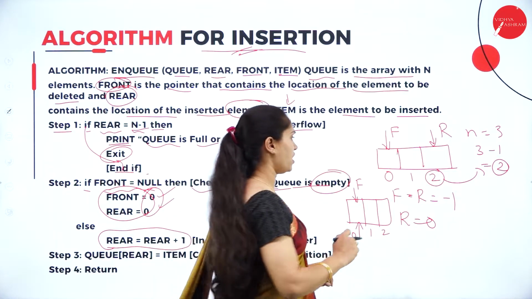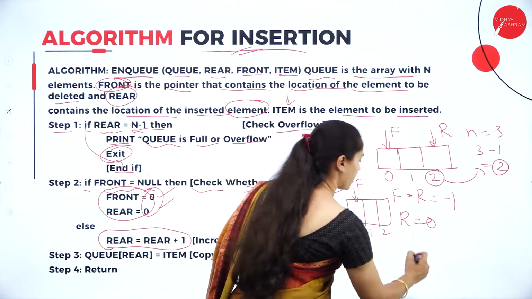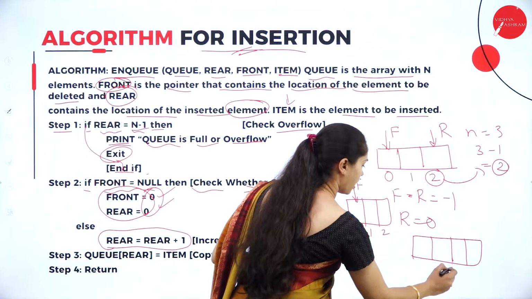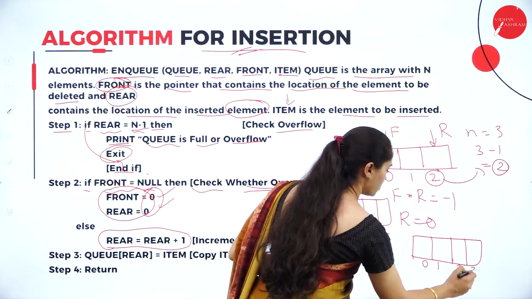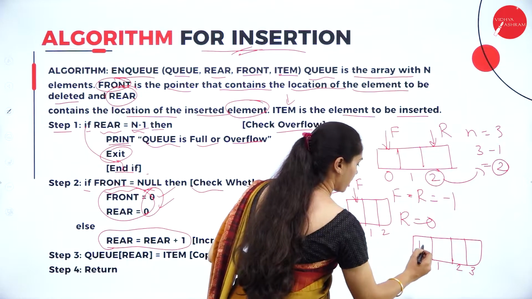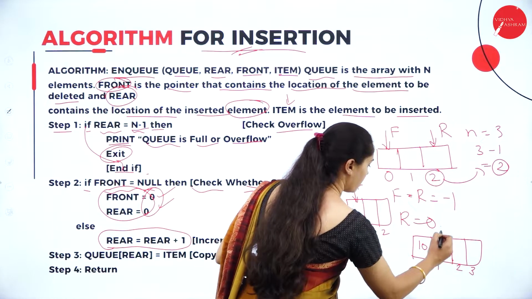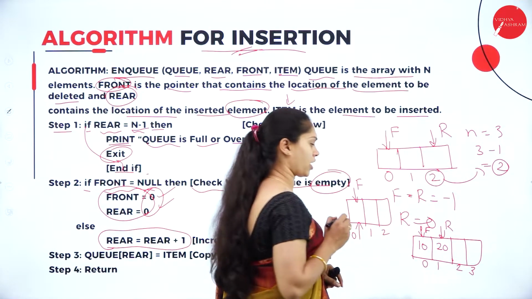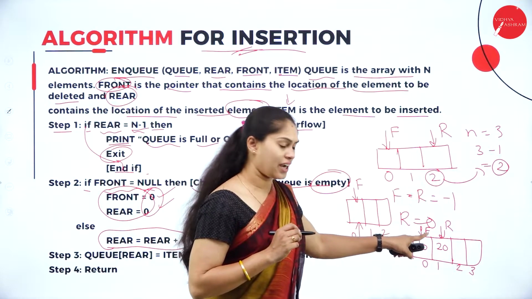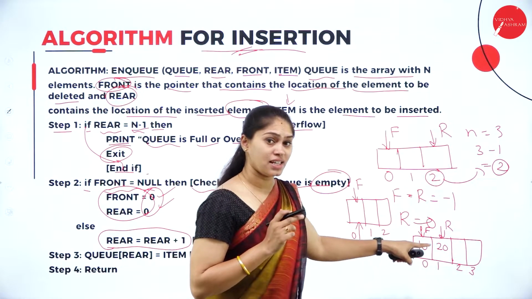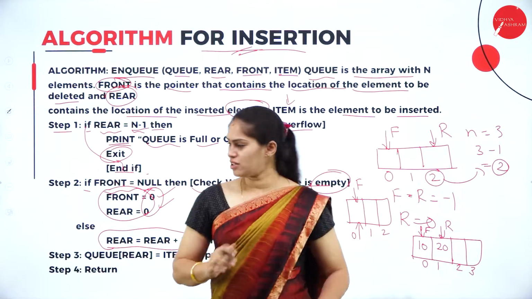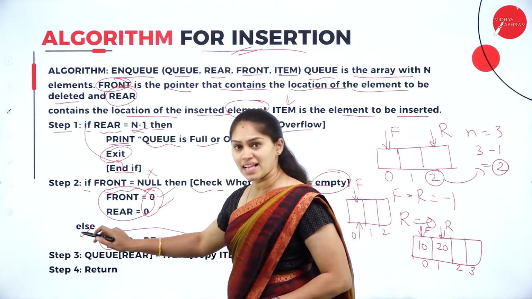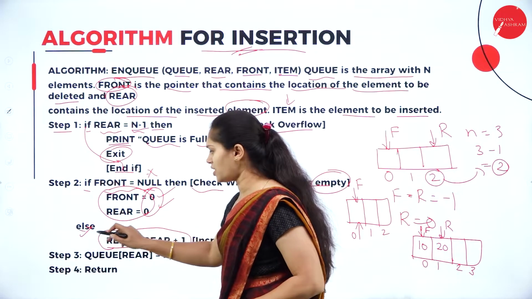So just imagine I have a queue here. Let me write it again. Okay, so now 0, 1, 2, 3. Let me consider 10, 20. Now rear is at this location, front is at this location. Fine. So now, front is equal to null? Here front is not equal to null. So if the if condition becomes false, then it has to execute the else part, right? So it will come to the else part.